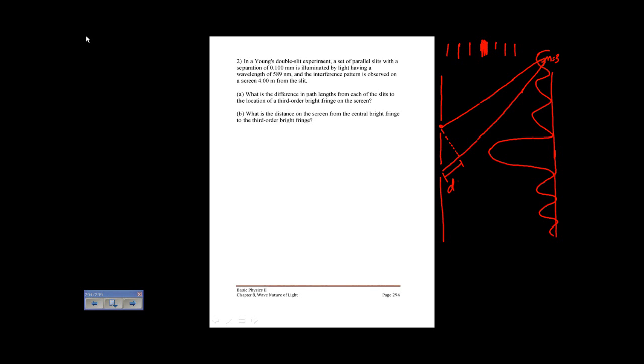is d sine theta, all right? But in this case, we don't know theta right off, but I know that d sine theta, in order to give me a third order fringe, is equal to m lambda. So for part A, I just say my difference in path length is equal to m times lambda. That's going to be 3 times 589 times 10 to the minus 9 meters. So the difference in path length is 1.77 times 10 to the minus 6 meters. So one light ray travels that distance further than the other light ray. This bottom light ray travels that distance further than the top light ray.